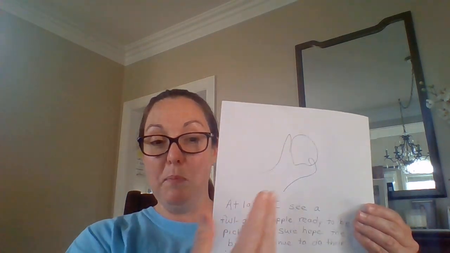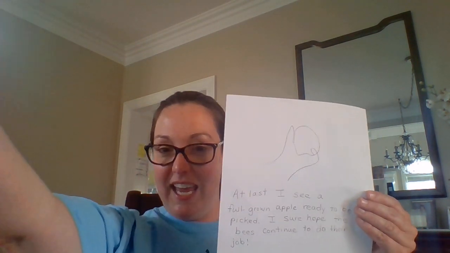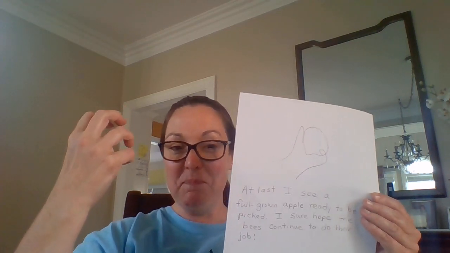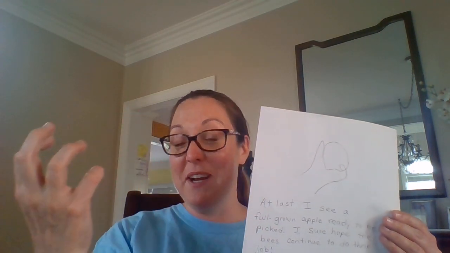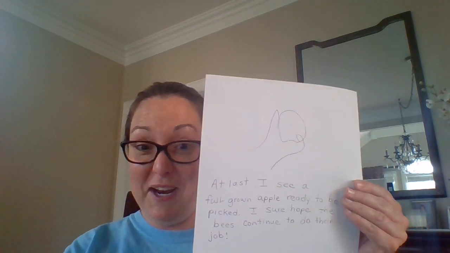And finally, I drew this picture here of a person in an apple orchard reaching and picking an apple off of the tree. I know this person's about ready to take that apple and take a big, juicy, crunchy bite. But before, I want to read to you what I wrote about this picture. At last, I see a full-grown apple ready to be picked. I sure hope the bees continue to do their job.